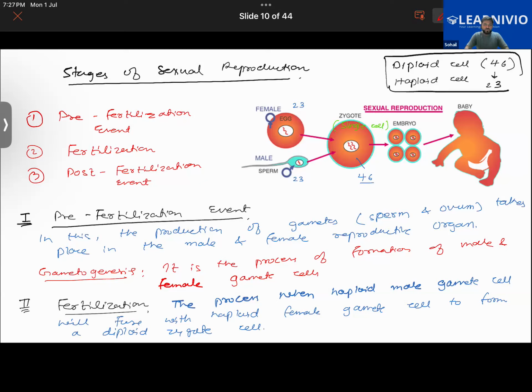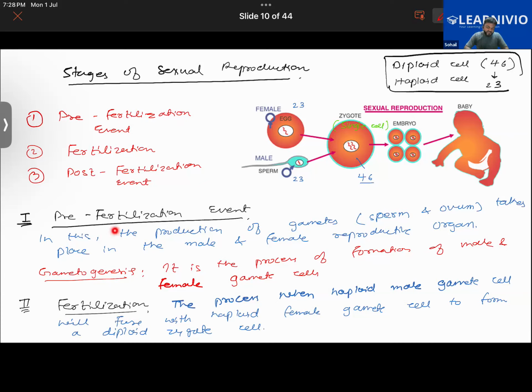And talking about the post-fertilization event in humans, see what happens here. First of all, for fertilization to take place, the presence of male and female sex cells is important, right? That is the basic criterion. Sperm cells are required, ovums are required.